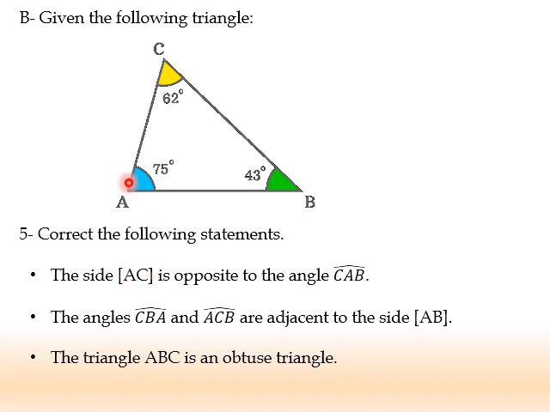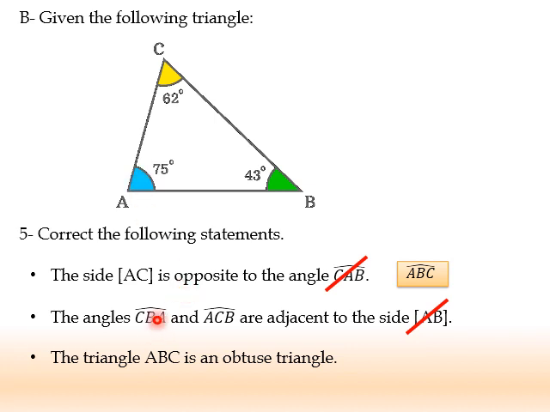The side AC, this is side AC. It's opposite to which angle? Which angle is opposite to it? The green one, which is ABC or CBA. They told me here that it's opposite to angle CAB. It's not opposite to it. I can correct this statement in 2 methods. The first one, I can say that the side AC is opposite to the angle ABC, or simply I can exchange the word opposite, that AC is adjacent to angle CAB.